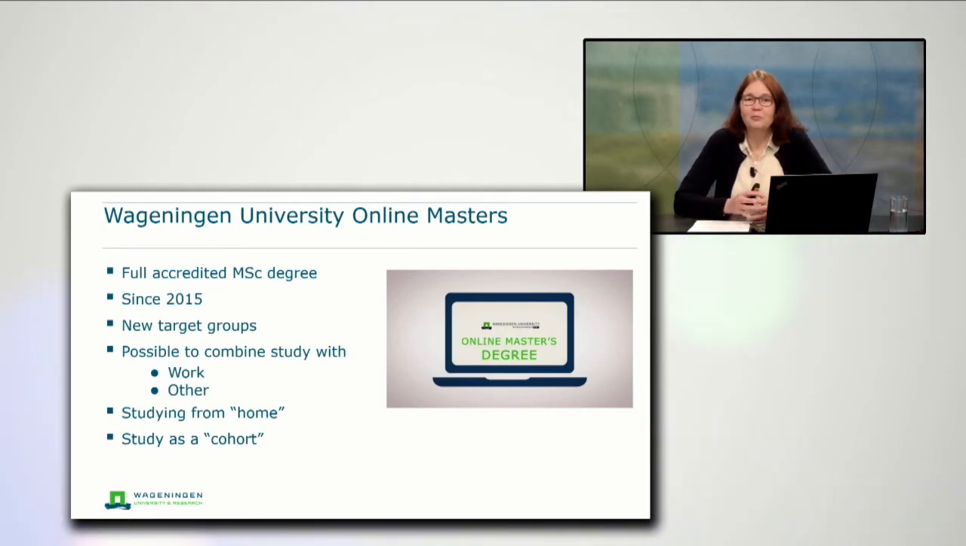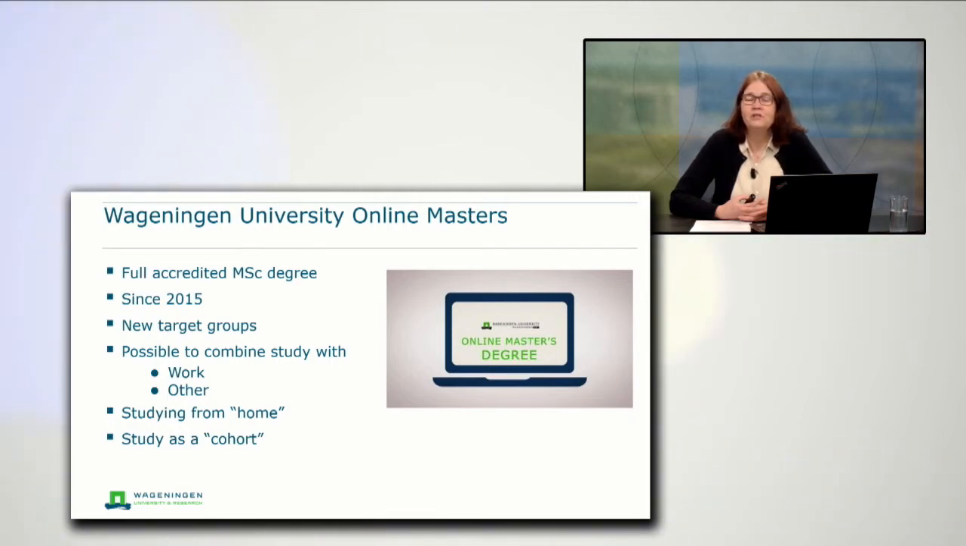So the Department of Plant Breeding is the largest department and host of the online Master of Plant Breeding. A few other departments, chair groups are also involved, but the main responsible chair group is the Plant Breeding Department. The online Master is a fully accredited master's degree. So after successful completion of this master, you will receive the master's degree in plant sciences, which is the umbrella that also includes the online master. The online master was developed and started since 2015.